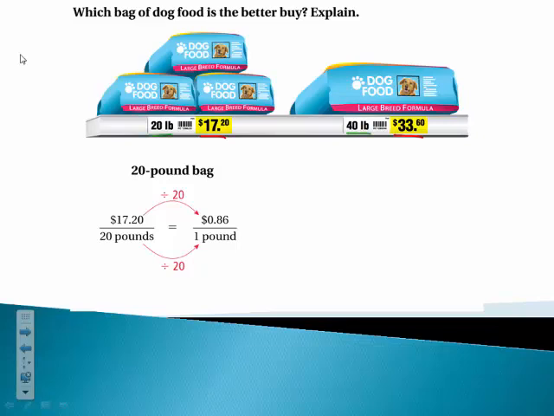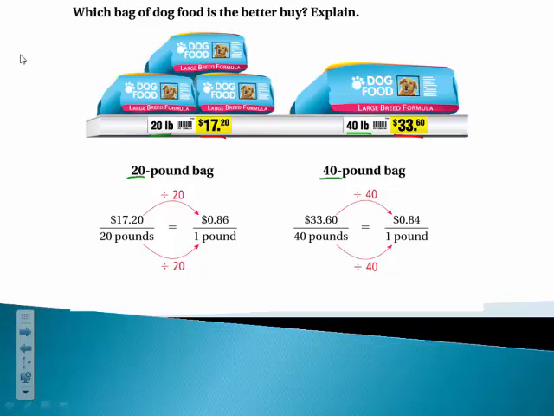But the only way to compare which one's the better buy is we need to break it down to a unit rate to figure out how much is it going to be for 1 ounce for each one, and then we can finally compare it. Just like the only way to compare fractions is to have a common denominator, that's the same exact thing here. We need a common denominator. So if we look at both of these, your common denominator could be 40, but because we really want to break it down to its simplest, let's break it down all the way to 1 pound as our common denominator.